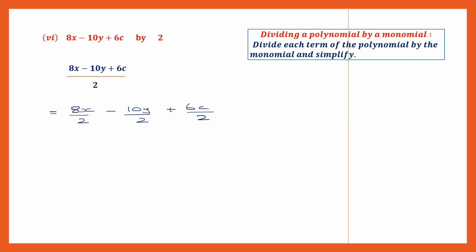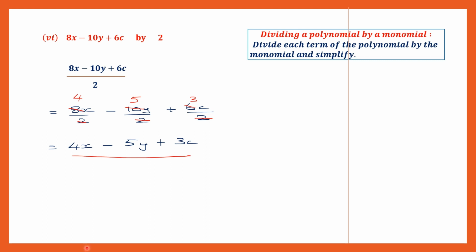So first divide the numbers. So here 2 fours are 8. So this is easy. You have 4x. So here we just have 4x minus, cancel here also, 2 and 10, 2 fives are 10. So that's 5y plus, cancel 2 and 6, 2 threes are 6. So here what do we have? 3c. So this is our final answer, 4x minus 5y plus 3c.